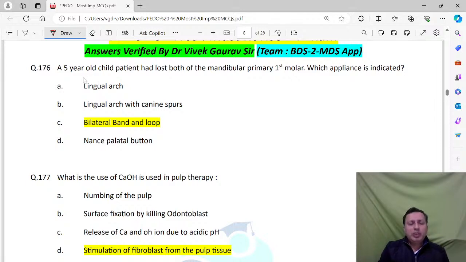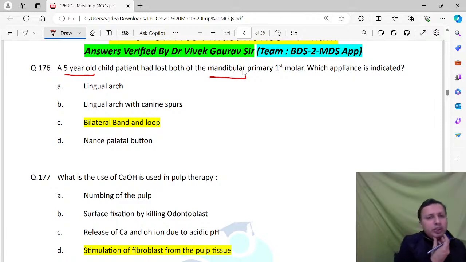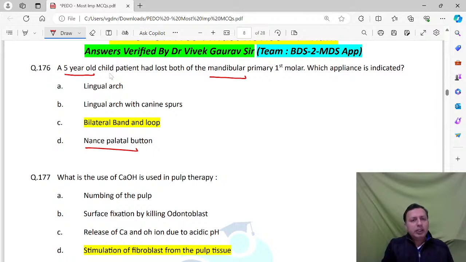Now, question number 176. A 5-year-old child patient has lost both the mandibular first primary molars. Which appliance is indicated? The age of the patient is 5 years and the teeth involved are mandibular. So we need to talk about the space maintainers that are used in the mandibular teeth. Nance is used in the upper arch. Lingual arch is used in the mandibular teeth. Then we have a lingual arch modification with canine spurs. And the third is the bilateral band and loop.